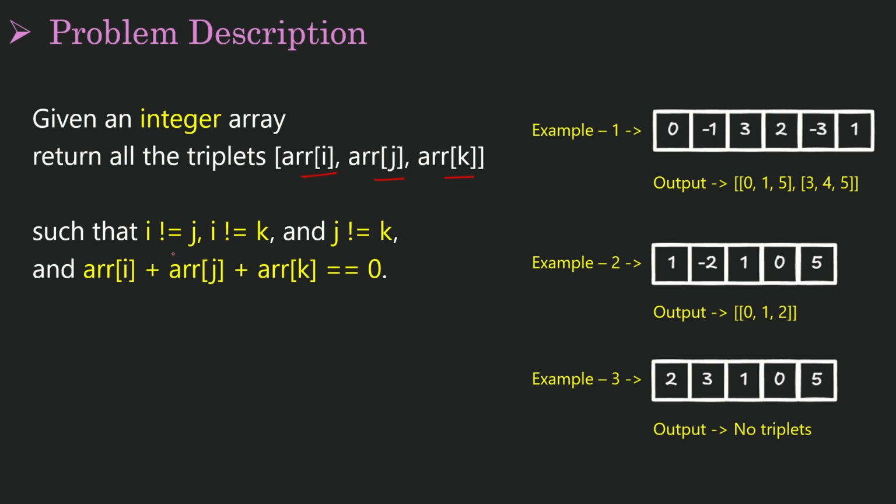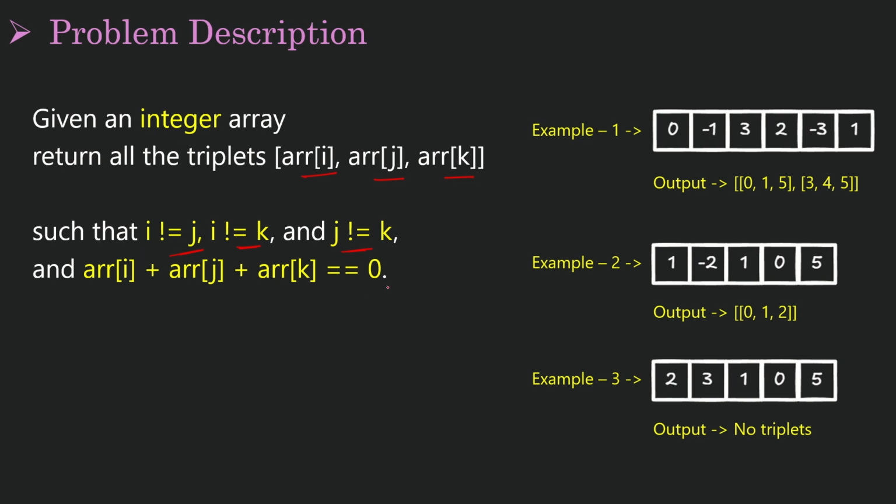The indices i, j, and k must be distinct, meaning i cannot equal j, j cannot equal k, and k cannot equal i. The triplets must be returned in sorted order, so i must be less than j, and j must be less than k. If no triplets sum to 0, we return an empty set of triplets.